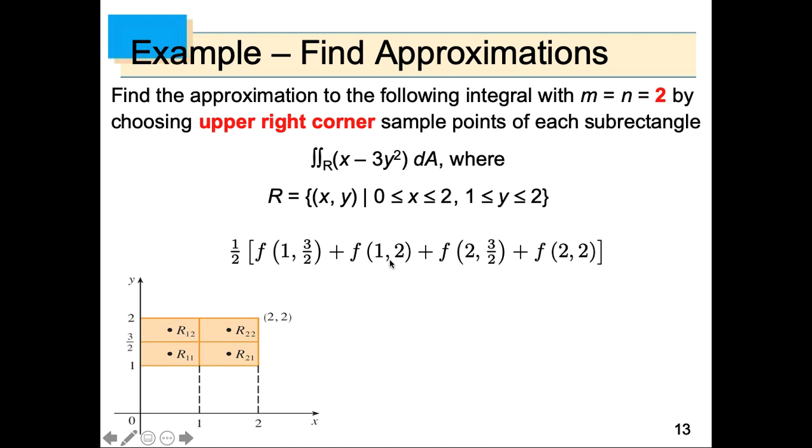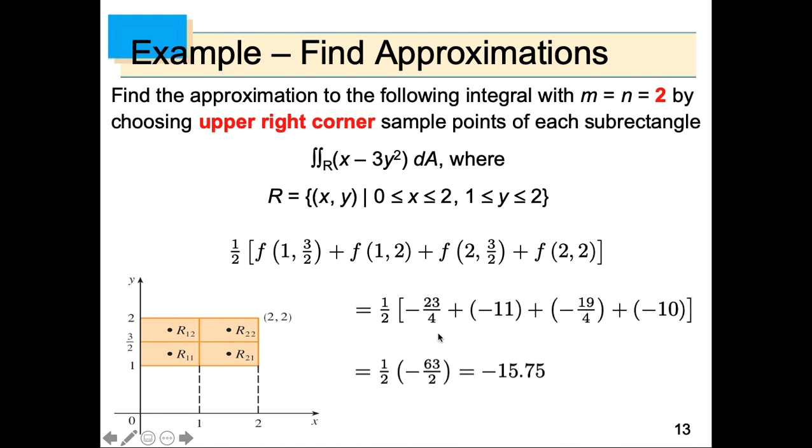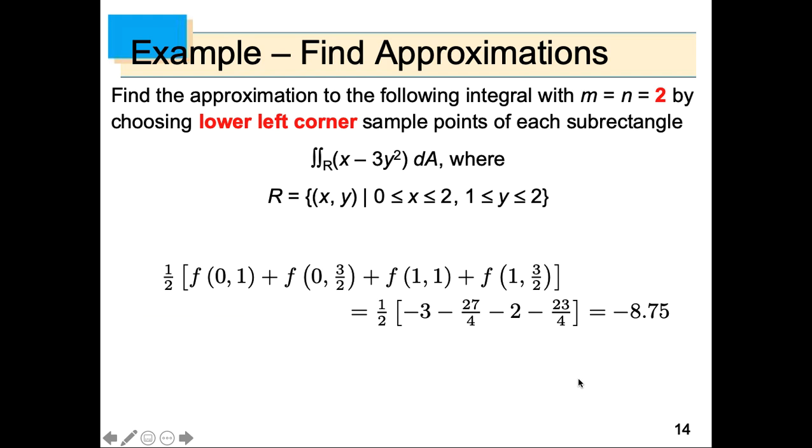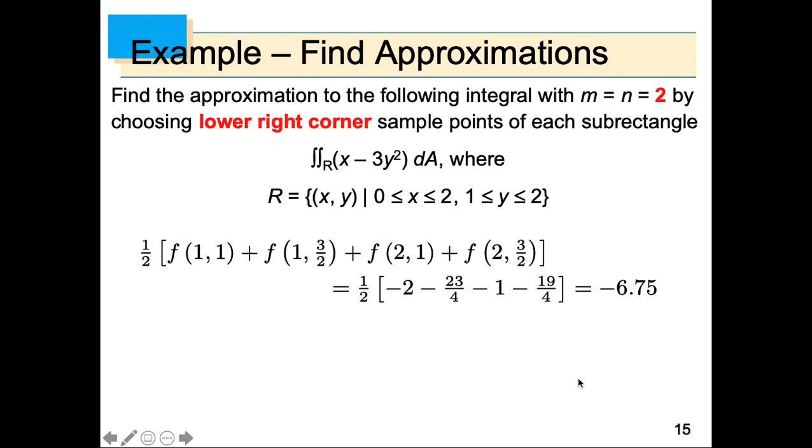Again, each one of these points you plug into the given function, x squared minus 3y squared. Then you simply add them up and multiply by 1/2. In this case, we get negative 15.75. Notice it's a different number from the previous answer. Again, these are approximations, just like in Calculus 1. Different types of Riemann sum approximations will give you different results many times. There's lower left corner, there's lower right corner. I'm kind of speeding through this here.